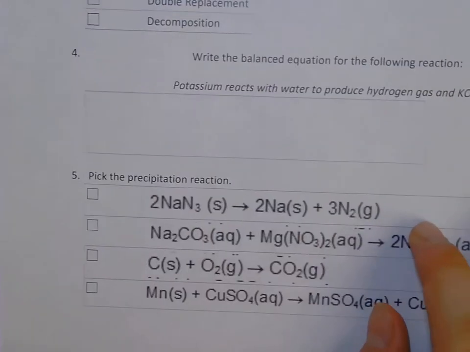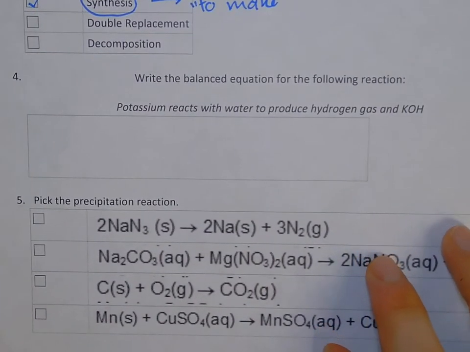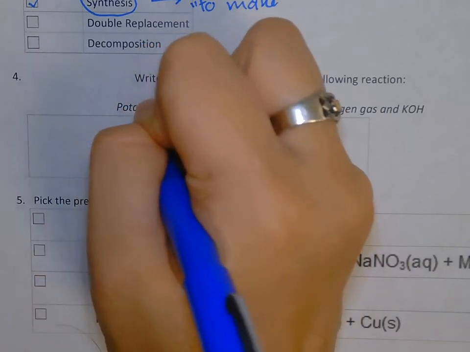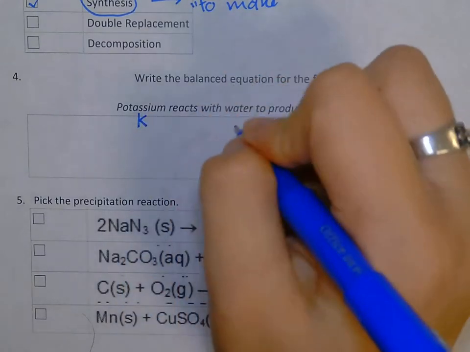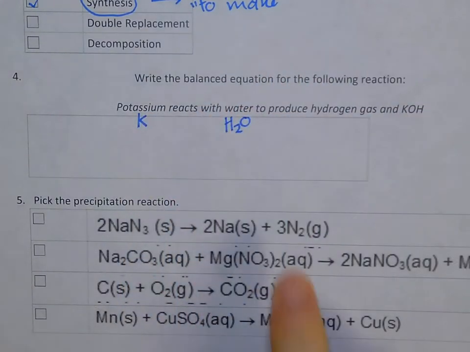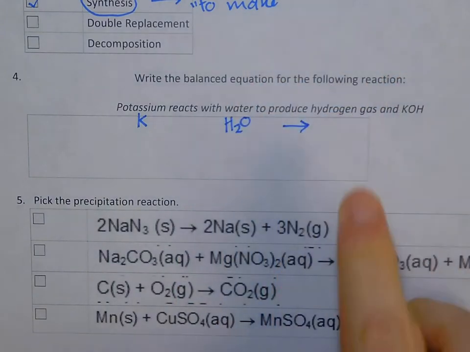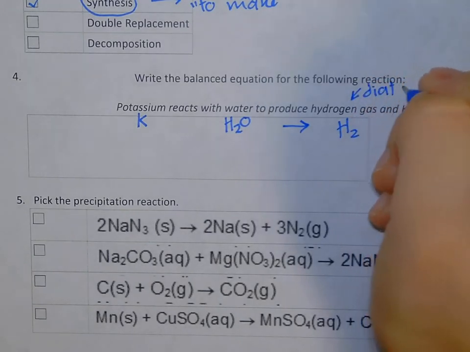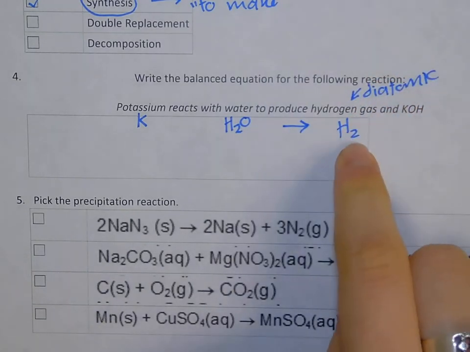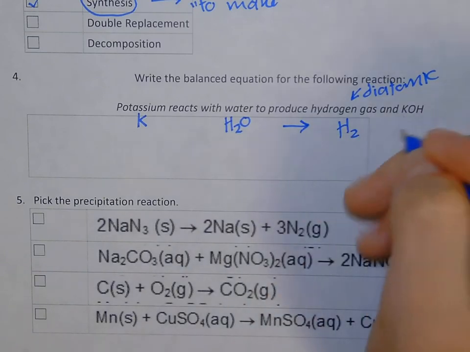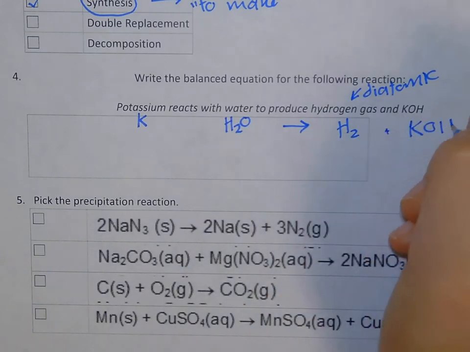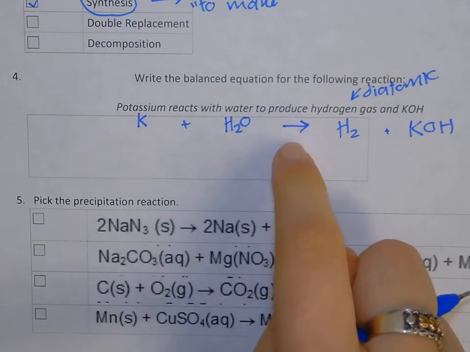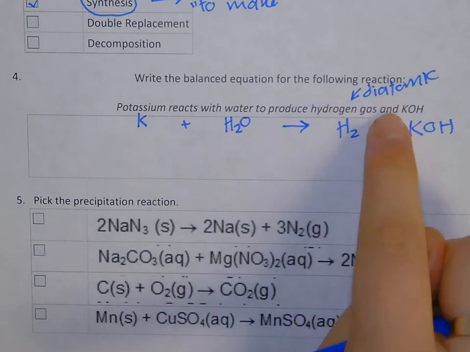Next one. Write the balanced equation for the following reaction. Again, we are writing equations here. Potassium, I know that symbol is K, reacts with water. You have to memorize that. That is H2O. To produce, that means an arrow. Hydrogen gas. This is a diatomic molecule. So you have to remember to put a little 2 subscript next to hydrogen. And KOH. So I have potassium reacts with water, K plus H2O, to produce arrow, hydrogen gas, a diatomic molecule, plus KOH.